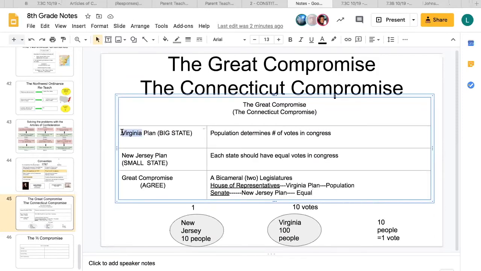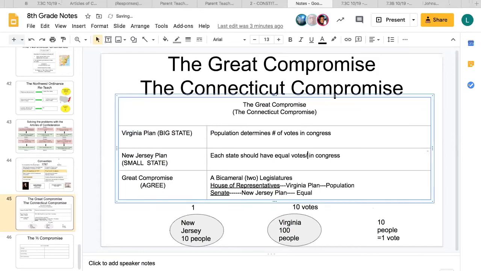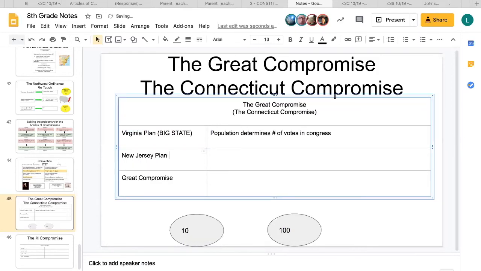Mr. Johnson, real quick, if I can ask you a favor, for your kiddos. When you have each state should have equal votes in Congress, can we also add equal vote / representation, because it uses the word representation on the assessment? Yes, sir. I absolutely love that. Now, New Jersey is a small state. Does New Jersey want Virginia to have more power? Not very many students could answer it in the chat.